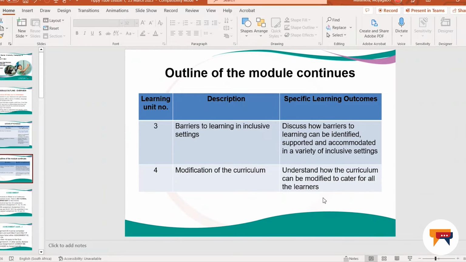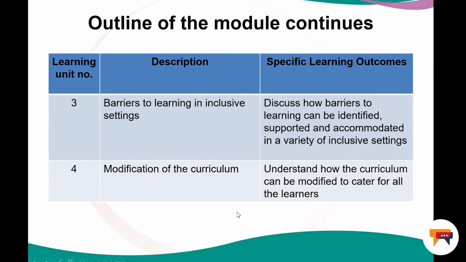We continue with the outline of the module. Now, looking at learning units number three and four. Learning unit number three is about barriers to learning in inclusive education settings, whereas learning unit number four is about modification of the curriculum. At the end of learning unit three, you will be able to discuss how barriers to learning can be identified, supported, and accommodated in a variety of inclusive settings. At the end of learning unit four, you will be able to understand how the curriculum can be modified to cater for all the learners.